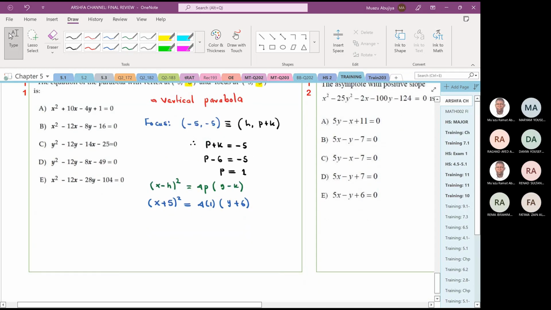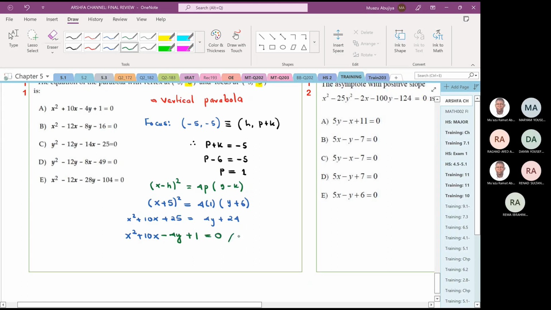Now simplify, open the bracket. If we open this bracket, we are going to get x² + 10x + 25. That is the left-hand side. And then the right-hand side will be 4y + 6 multiplied by 4, and that is going to be 24. Now let us bring the 4y to this side and also bring the 24 to the other side. So we have x² + 10x - 4y, then here we have 25 - 24, and that is going to be +1 = 0. And that should be our equation that we are looking for.